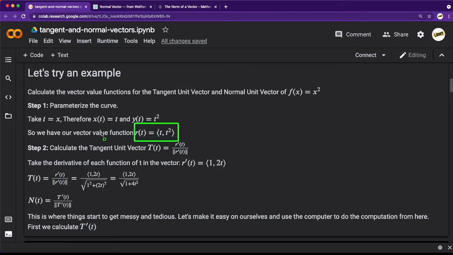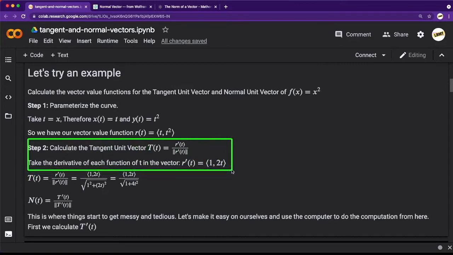And then we can move on to step two. Step two is where we calculate the tangent vector. The tangent vector is a little more tricky, because we have to take the derivative of r of t and put that in the numerator, and then we take the norm of the derivative of r of t and put that in the denominator.